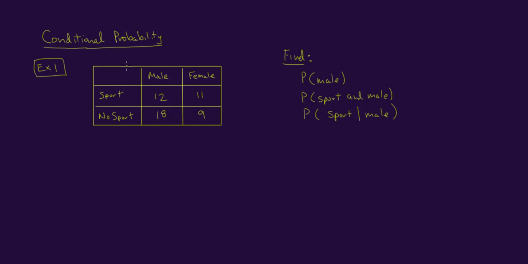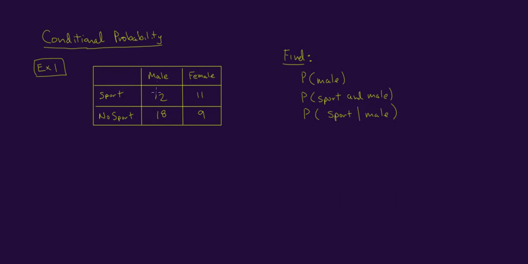This problem is asking us to find conditional probabilities, in this case from a two-way table. Before I start with these, I always like to total up my marginal totals, just so I know how many people are involved inside of my scenario. So in this case, we have males and females either playing sports or not.